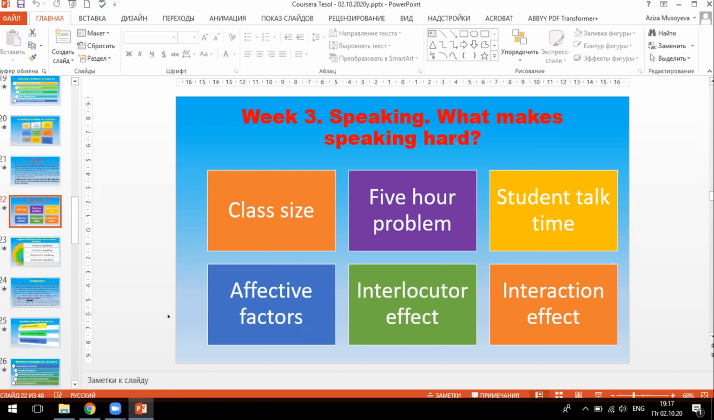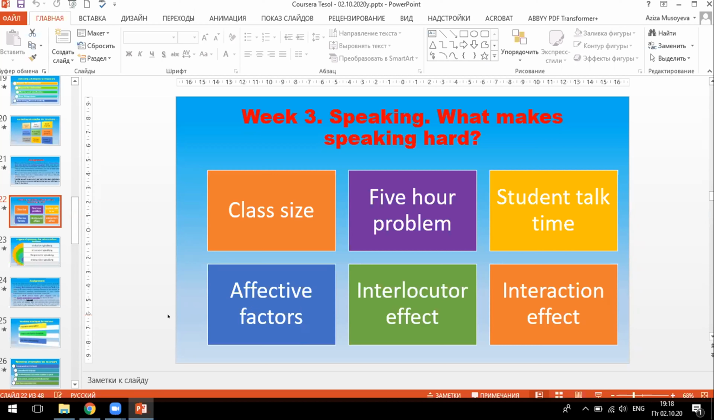And affective factors here means positive or negative emotions that may influence the speaker. For example, sometimes students may be in a bad mood and not want to speak, or they had some stress, some difficulties, some problems. That's why affective factors may influence the speaking of the students.